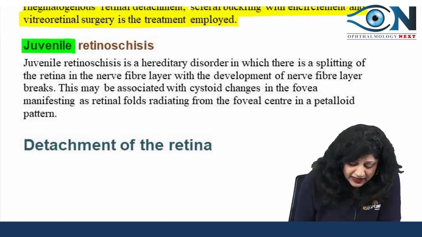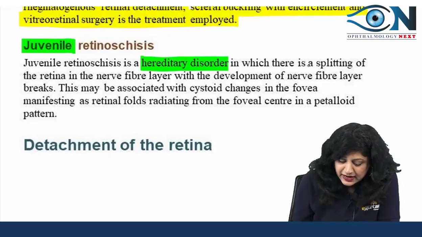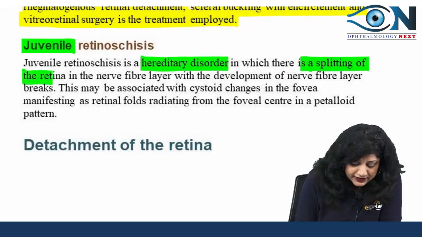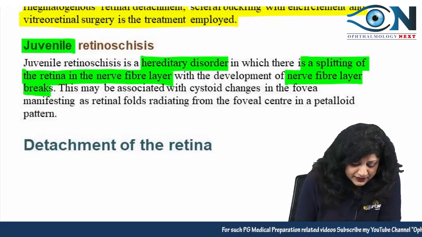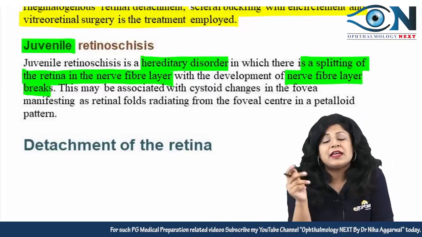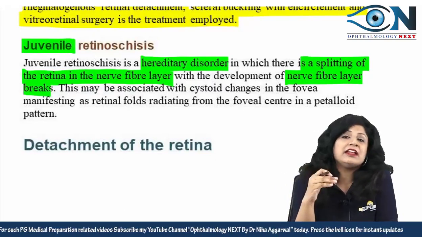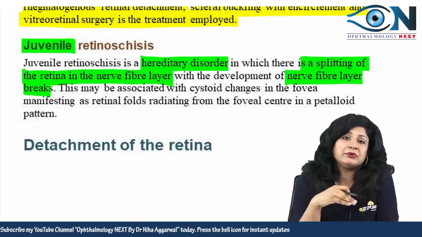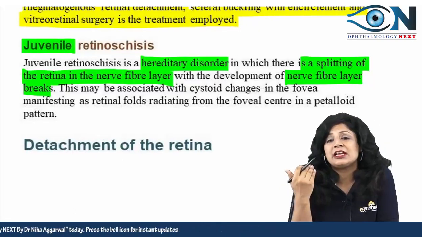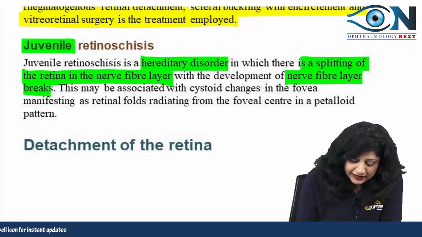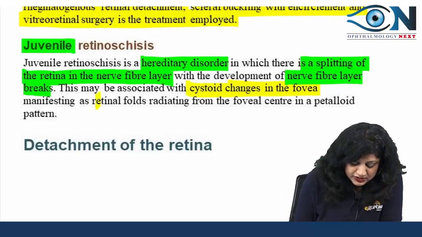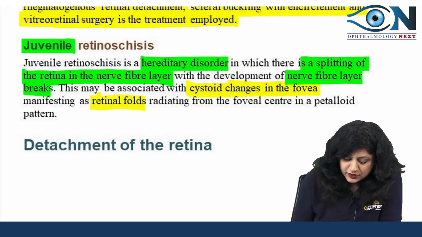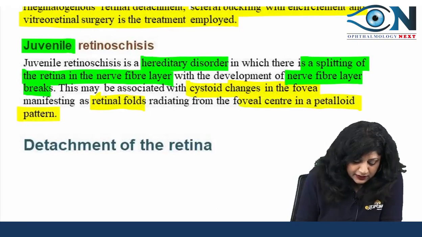So this juvenile one is a hereditary disorder in which there is a splitting of the retina at the level of nerve fiber layer with the development of nerve fiber layer breaks. So this is something different. Here we are not having the splitting at the level of outer plexiform and the inner nuclear layer. Here we are having the splitting at the level of nerve fiber layer, and this can be associated with the cystoid changes in the fovea, which is leading to the retinal folds radiating from the foveal center in a petaloid pattern.